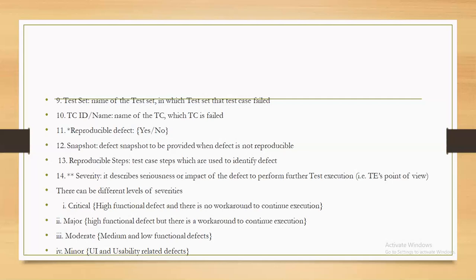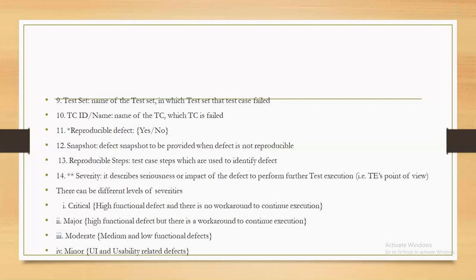Then reproducible steps. Reproducible steps are nothing but the test case steps which we use to identify the defect. Then severity. It describes the seriousness or impact of the defect on further test execution. Whatever defect you identified, how much impact the defect has on your execution activities, that is the severity. Generally, the test engineer will give the severity for the defect, from your point of view.